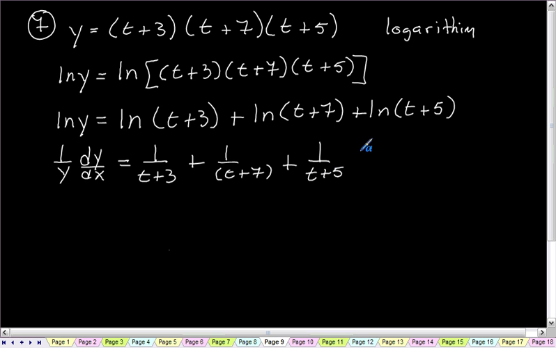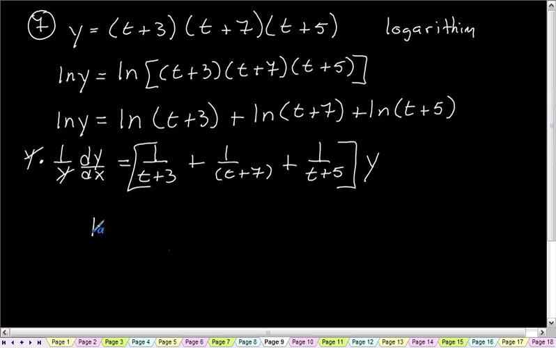But we're not quite done. We're not at dy/dx. We have a y on this side. What we need to do is multiply both sides by y. It cancels the y on this side and multiplies y on the other side. But I know what y is.